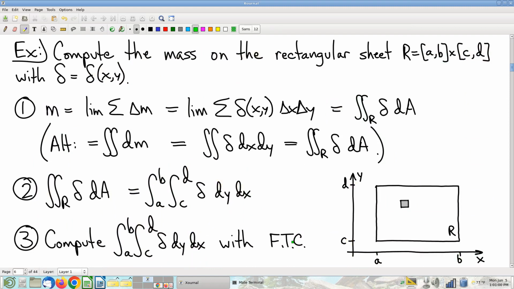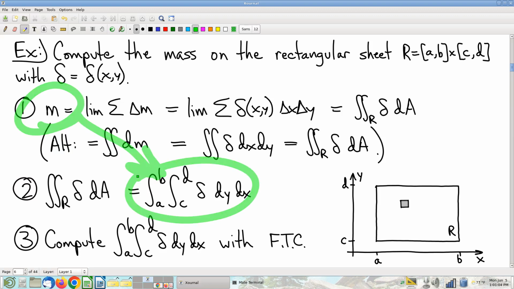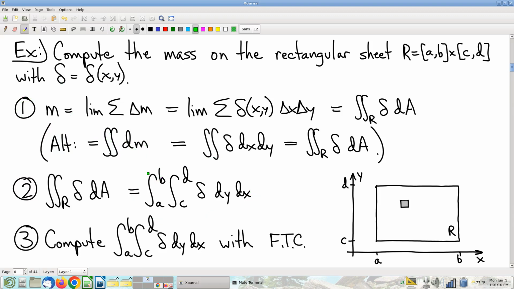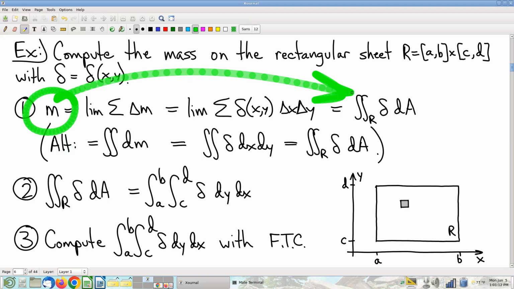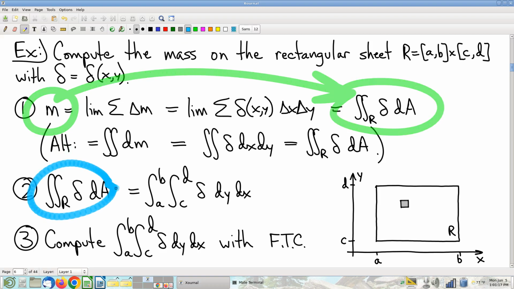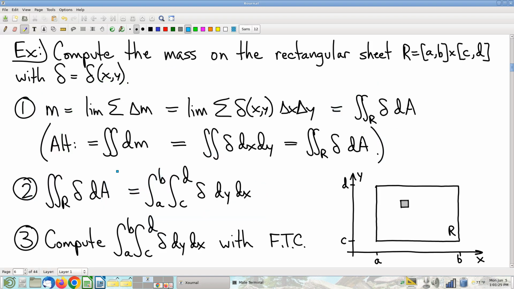Okay. A lot of students will say, oh, mass is this double integral. They just jump straight down to there. That argument doesn't really hold water. Right, you've got to say first that mass is a double integral, and then secondly, you can argue that double integral is the iterated integral. Okay. Cool. So you've got to give me the whole argument.